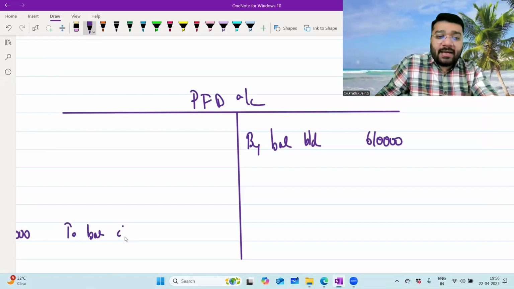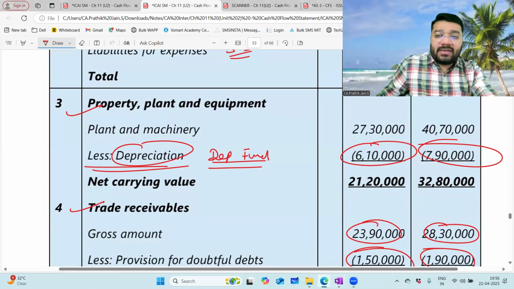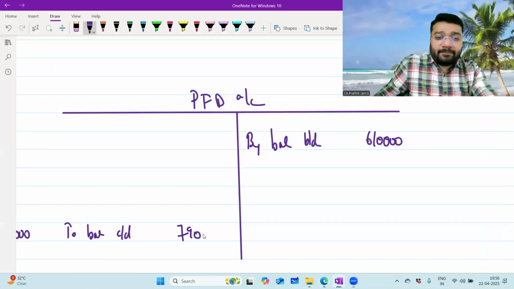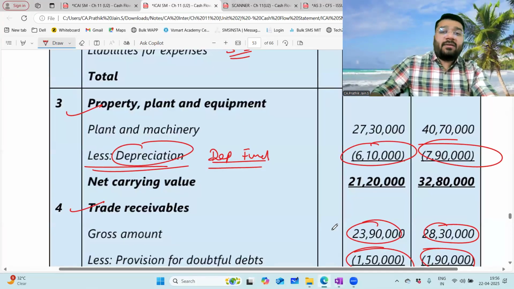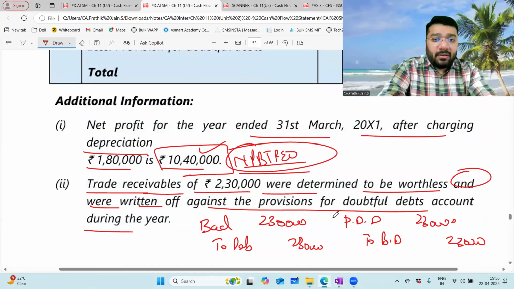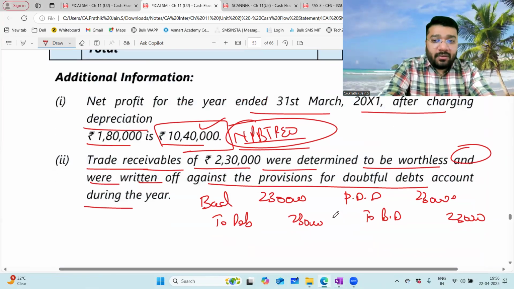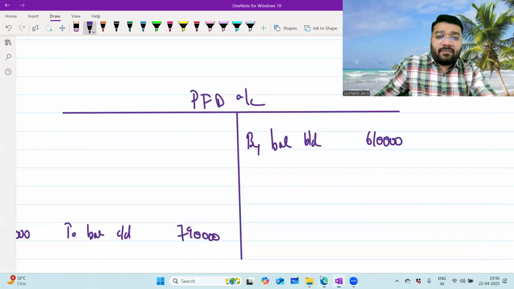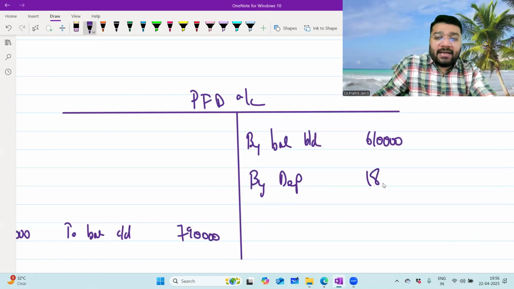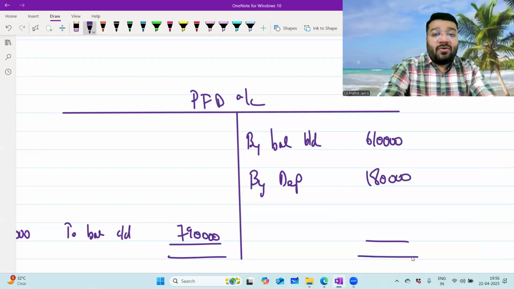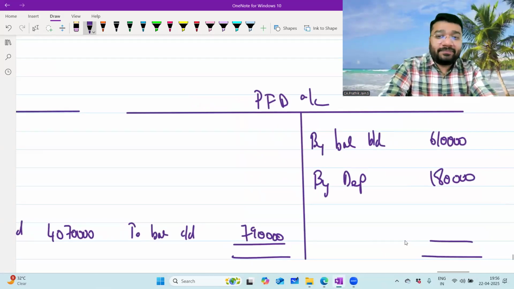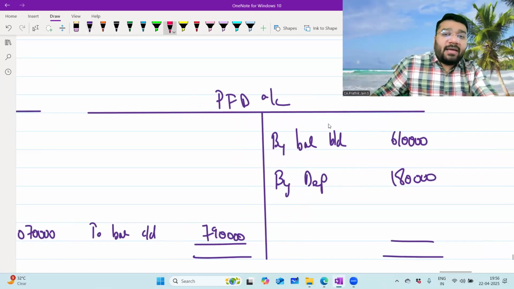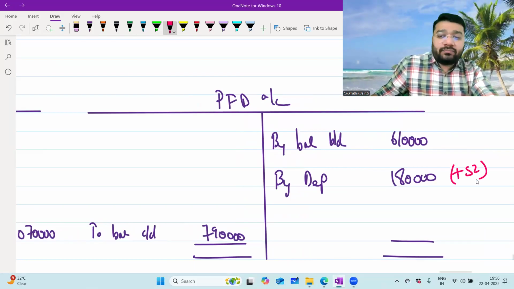To balance carry down, how much? 7 lakh 90,000. Then come down. Depreciation is given here, 180. So by depreciation in the PFD account, 1,80,000. The ledger is tallying automatically. So this will be affecting my segment 2. Add back in segment 2.